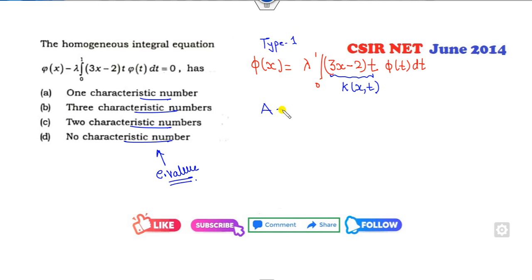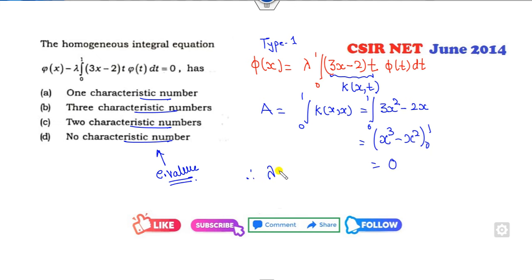So you can find the A, that is a simple integral of k(x, x) from 0 to 1. So that is my 3x square minus 2x. What is the integration of this? 1 over 3, 3 over 3, that is 1. Or you can say it's x cube minus x square from 0 to 1. It's 0. So therefore, the eigenvalue will be the reciprocal, which means no eigenvalue exists. That means no characteristic number.